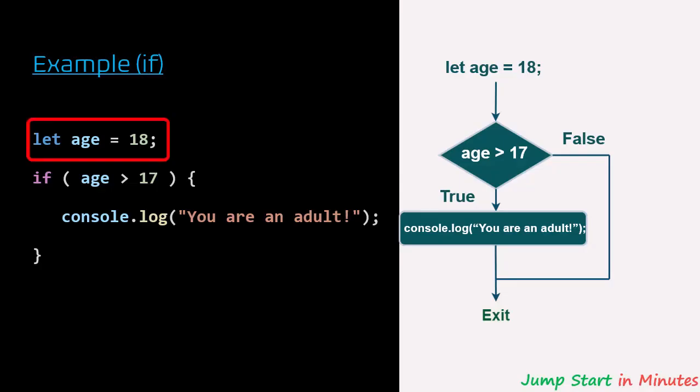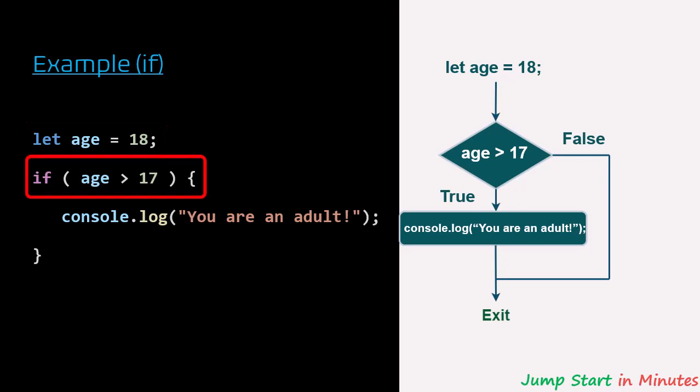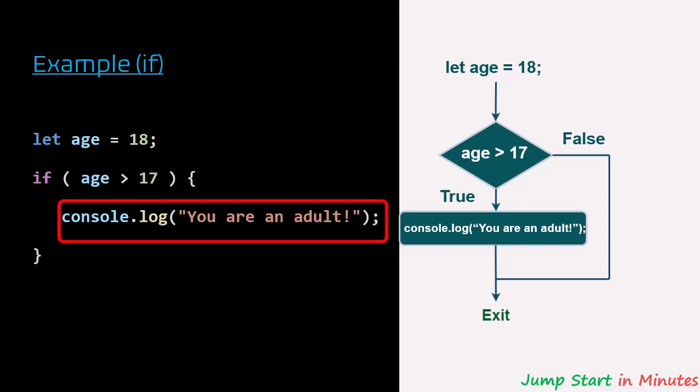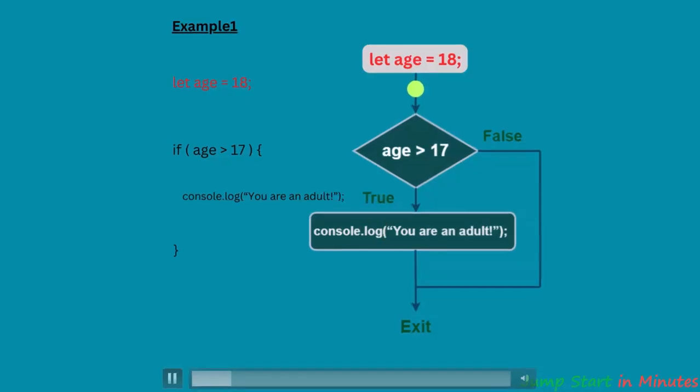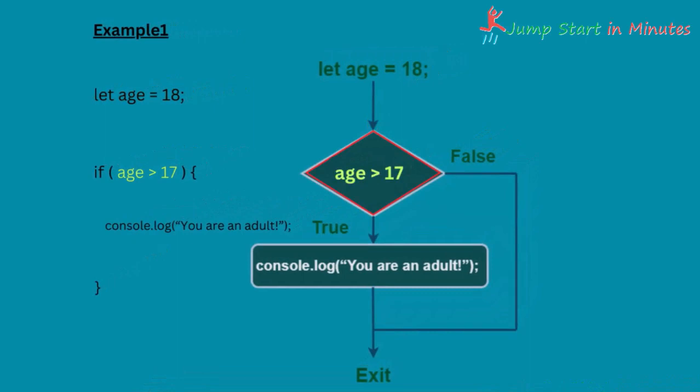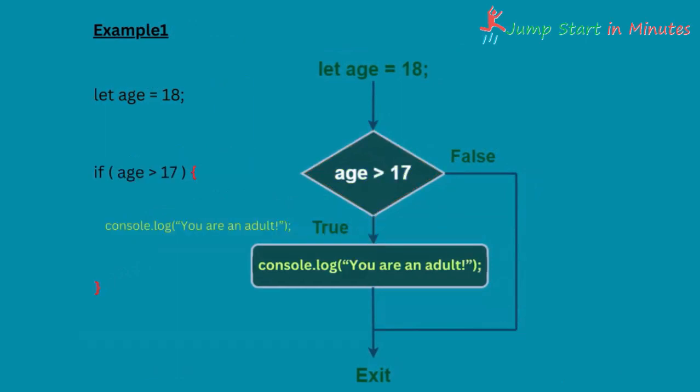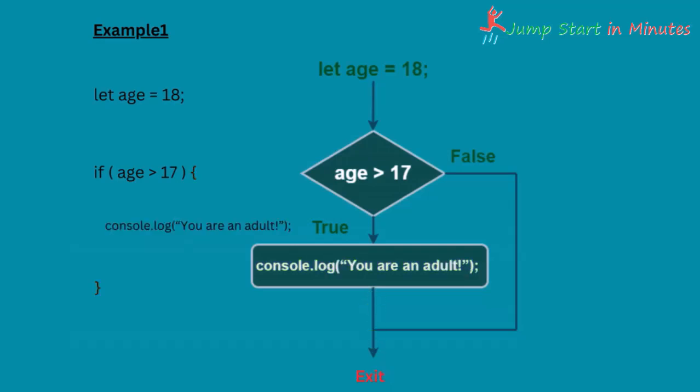In this example, we are declaring a variable and assigning a value of 18 to it. Then we are checking if the age variable's value is greater than 17, and if that evaluates to true, then we are logging on the console that you are an adult. Let's see that in an animation. As you can see, the variable is declared and then the value is checked, and because it's a true statement, the console logs the value you are an adult and then exits out of the if block.